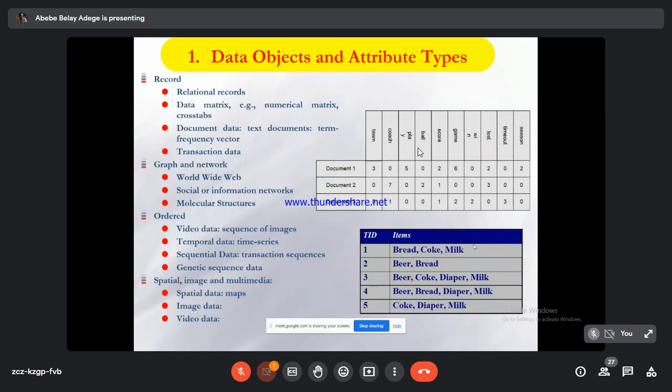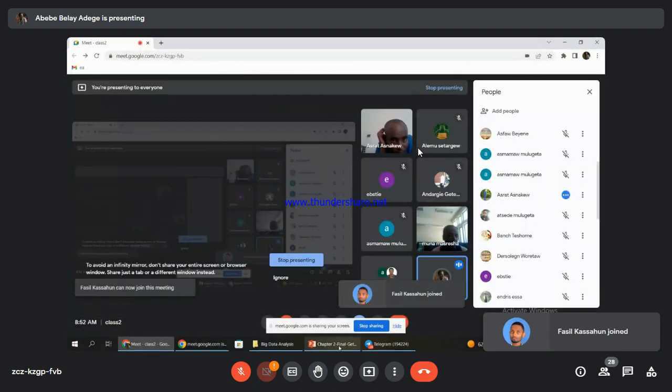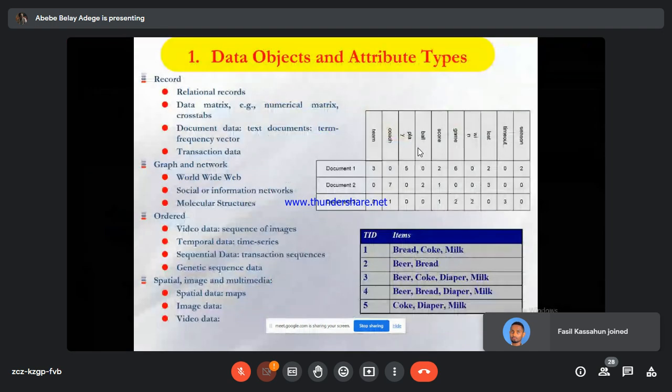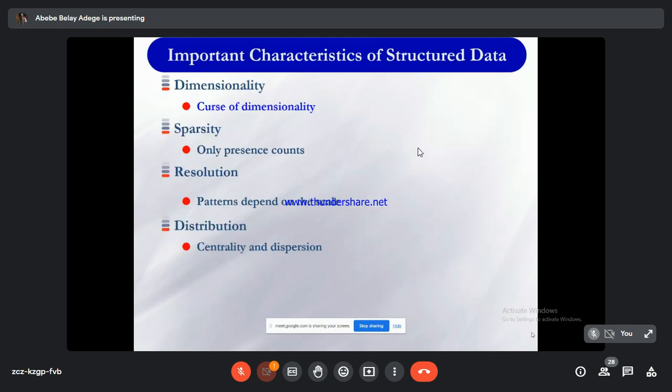So data objects and attribute types. A data object means that it is an entity, or sometimes it contains records. It may be represented as records in table form, as graph forms, as network forms, or as ordered forms or spatial image forms. There are a number of techniques that can represent data. It may be in matrix form, flat text form, or image form, because in big data, as you remember, the whole data are not structured data types. So we should worry about the dimensionality of the data.